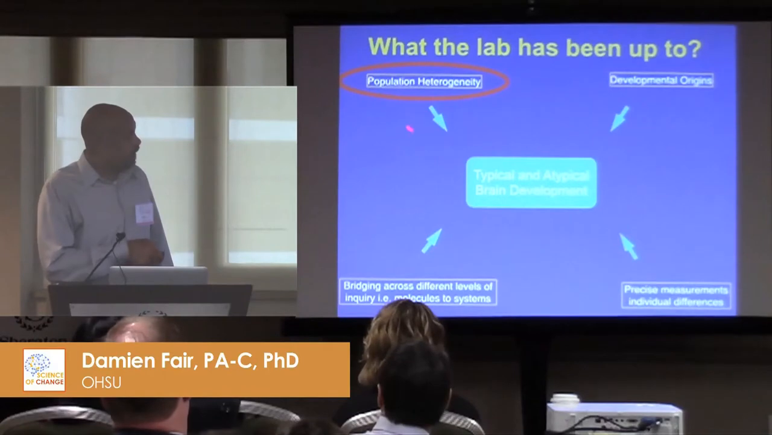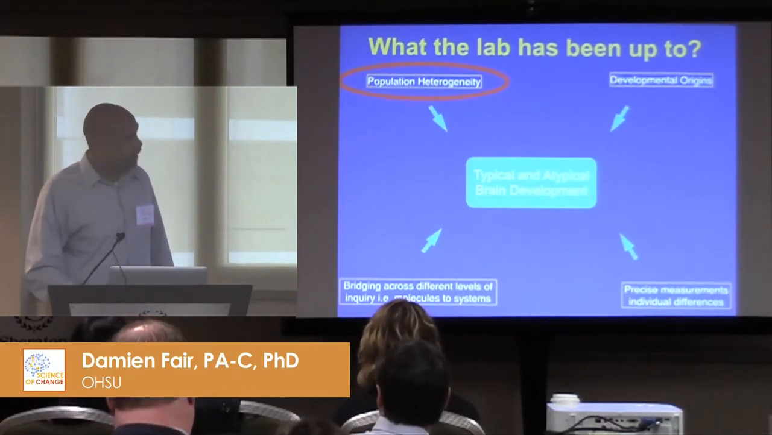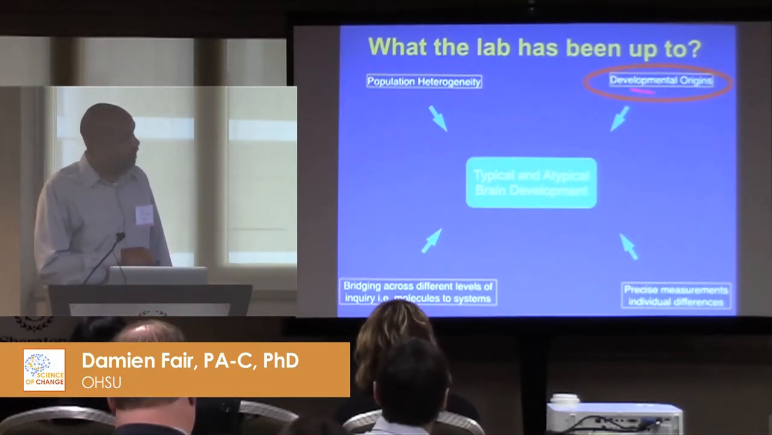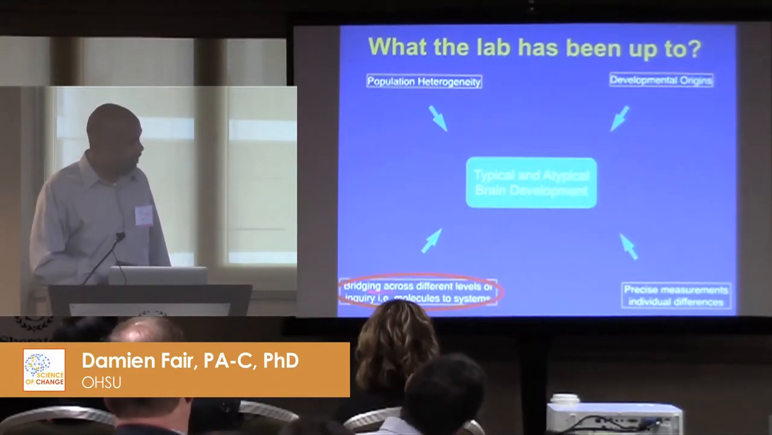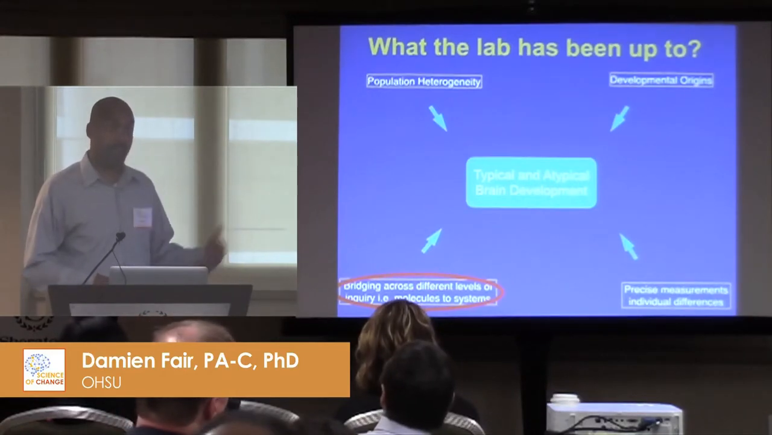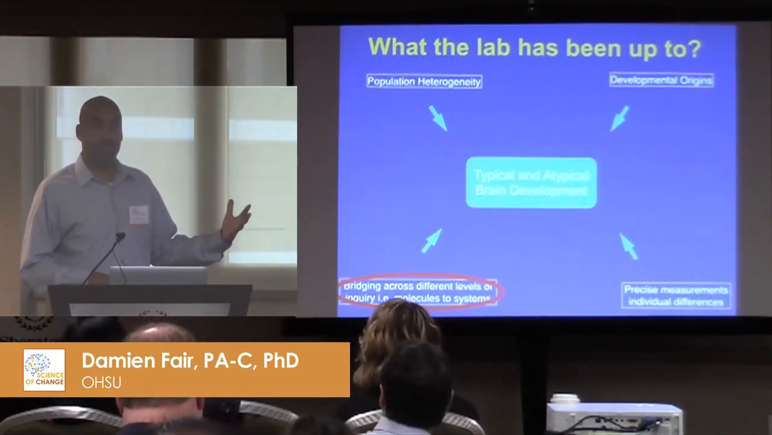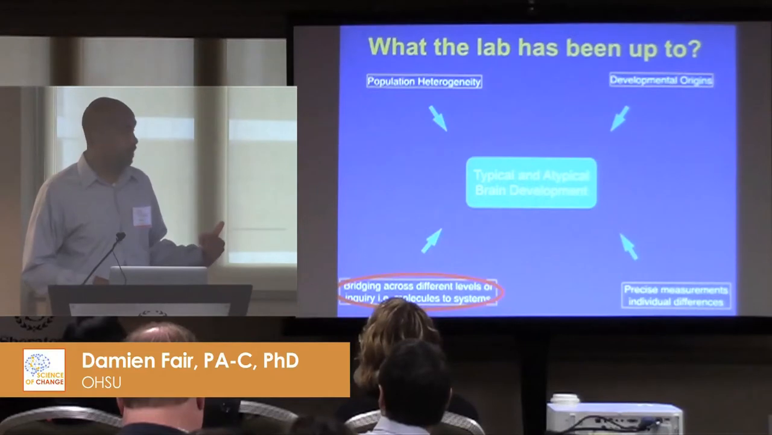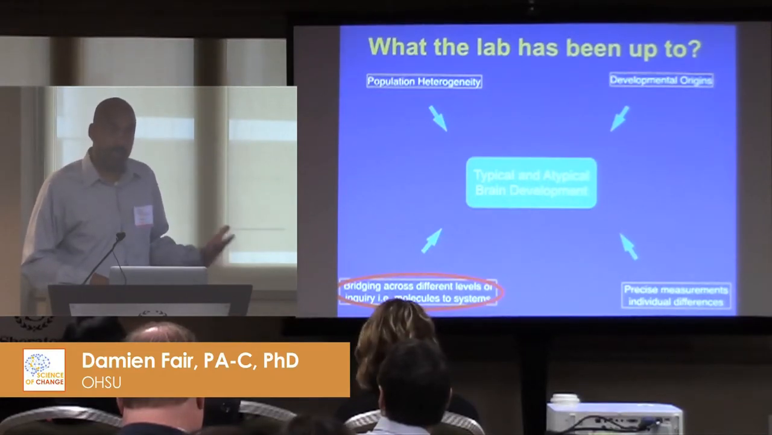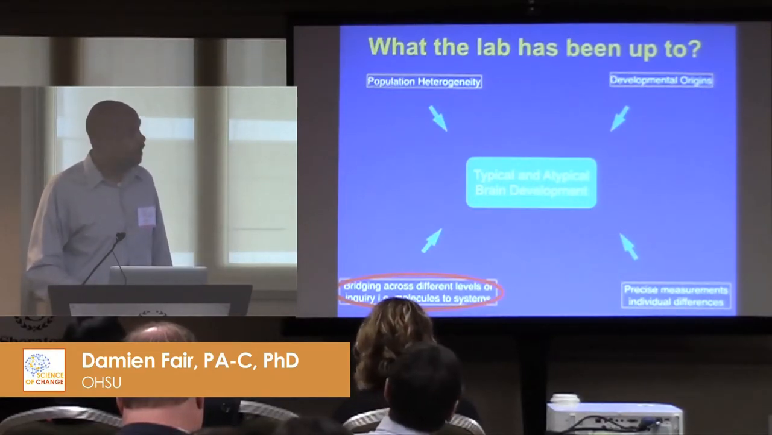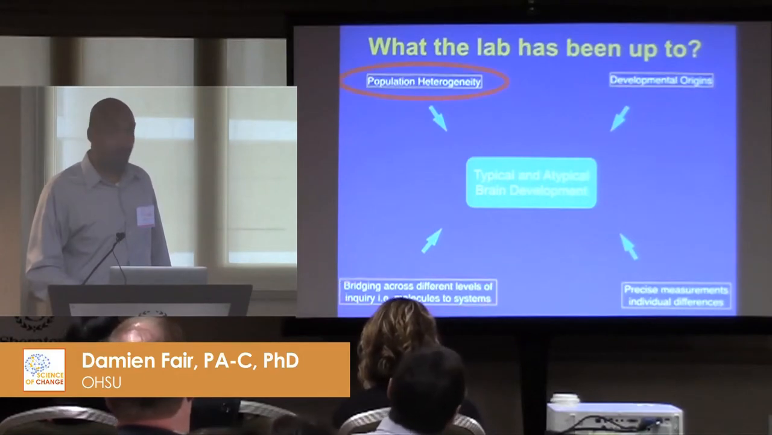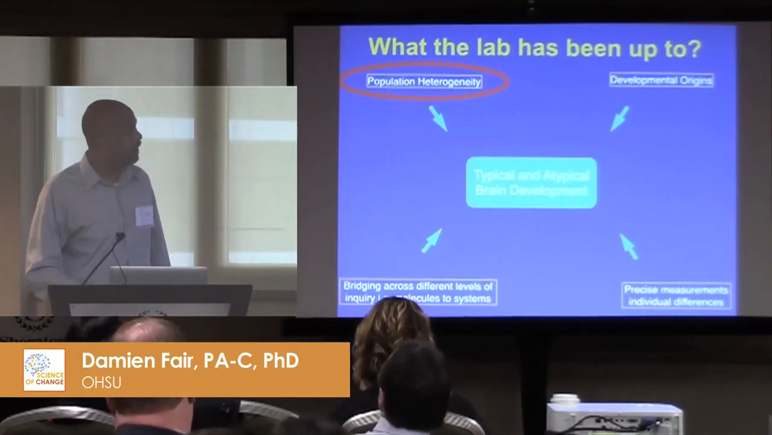Like I said in the outline, we need to understand population heterogeneity. We need to understand what factors may be starting these atypical trajectories. And we need to do a better job of translating a lot of the information we can obtain with our human studies to animal models where we can really understand what's going on. So I'm going to go over a couple examples of all of these last three for you here today.